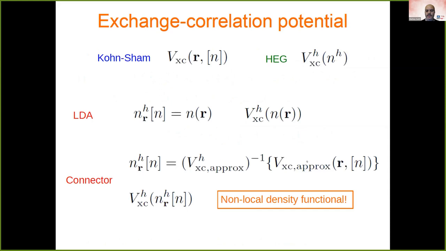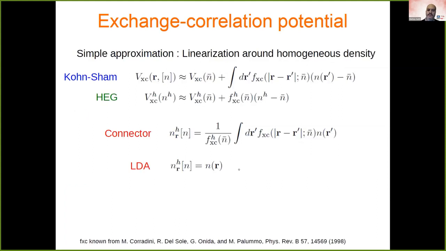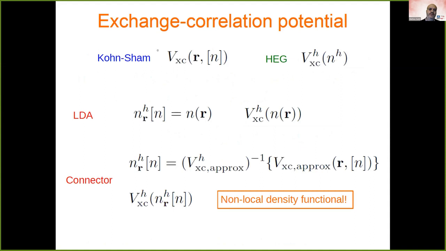Now, this was abstract so far. I also have to choose an approximation. An approximation, for example, that we studied is a linearization around a homogeneous density. So what we have to do is to approximate both this and this.